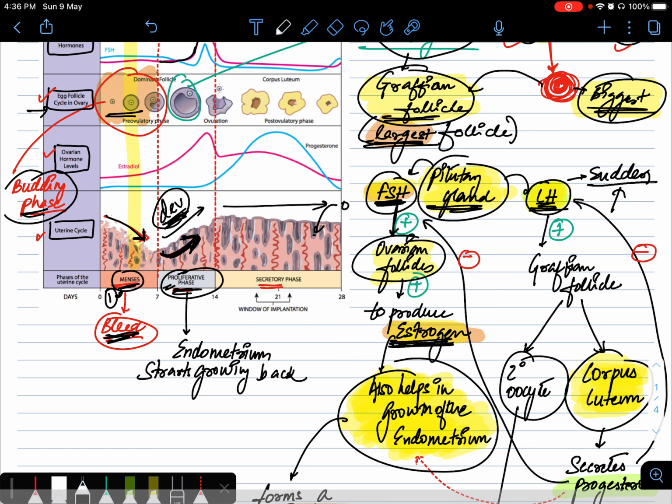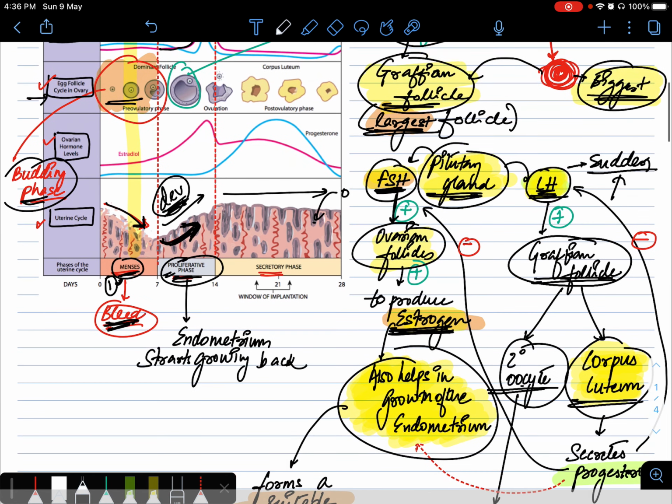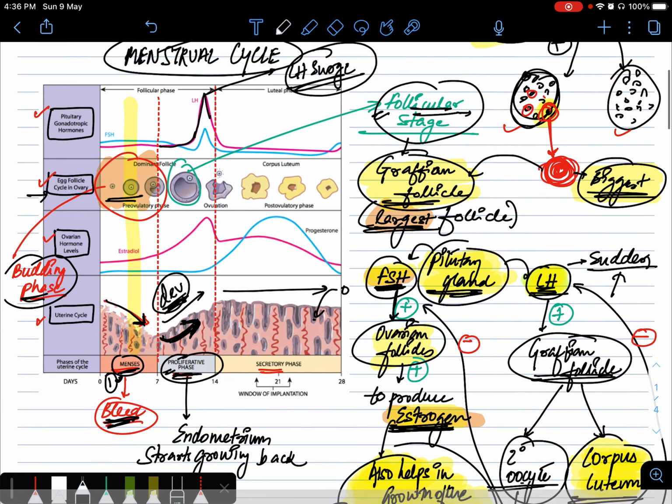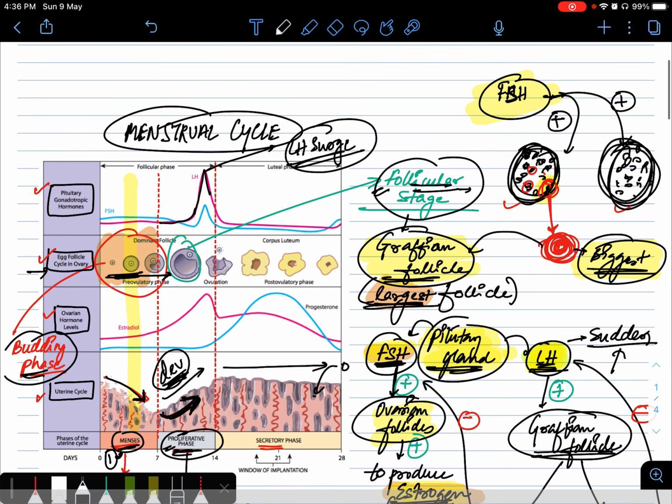What happens? The Graafian follicle will split, and it will give out the secondary oocyte and the corpus luteum. Now you may ask, what is the Graafian follicle? So I'll just tell you what the Graafian follicle is. The follicles are present inside the ovaries. So this is one ovary and this is one ovary. Say these small things are the follicles.